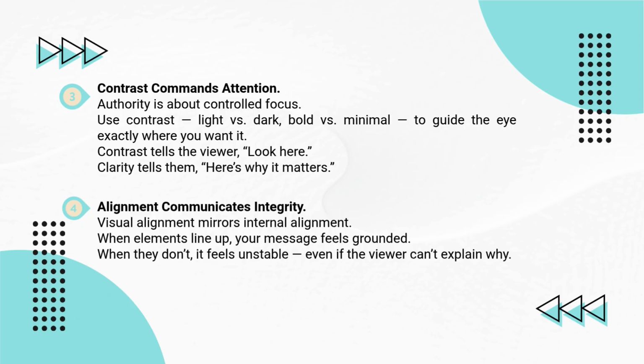Number four, alignment communicates integrity. Visual alignment mirrors internal alignment. When elements line up, your message feels grounded. When they don't, it feels unstable, even if the viewer can't explain why.